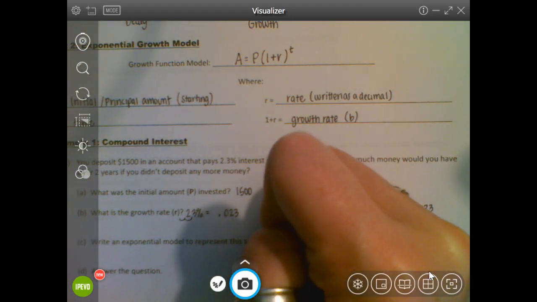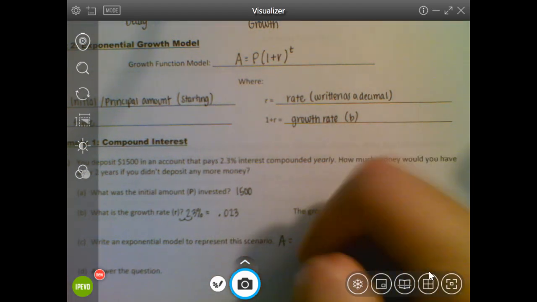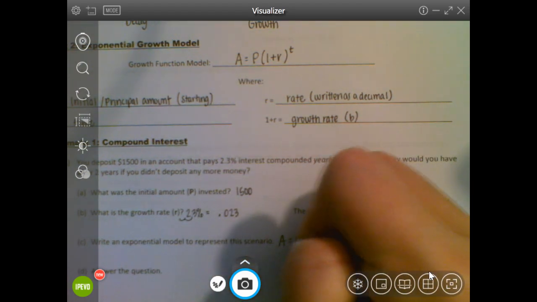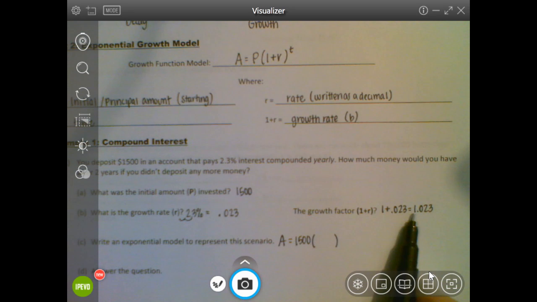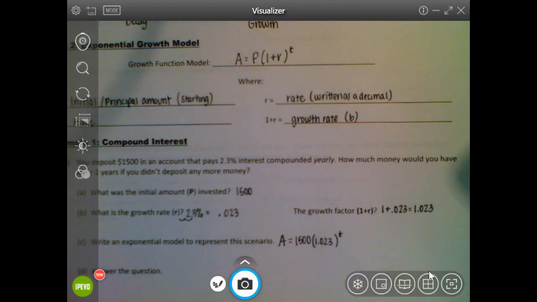So I'm going to write this as A is equal to, I'm going to plug in my P of 1,500 times the growth rate. That's the 1 plus R. So I'm going to make sure to write this as the 1.023 raised to the T. And the model is always going to be written in terms of T. So we want to leave that as a variable. If it's asking you to write a model, it should look something like this with a variable of T.